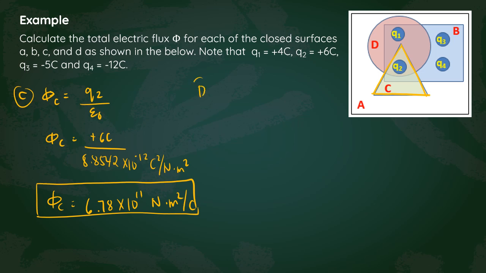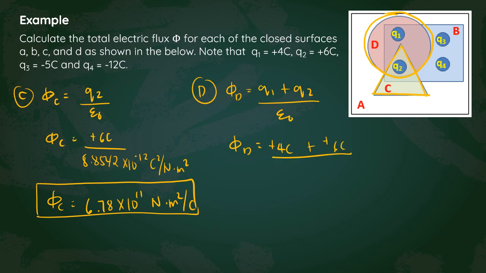And for surface D, you have this circle. And what are the charges present on the surface? It's Q1 and Q2. So Q1 plus Q2 divided by permittivity of free space. That will give us your Q1, positive 4 coulombs, plus positive 6 coulombs, divided by 8.8542 times 10 raised to negative 12 coulombs squared per Newton meter squared.